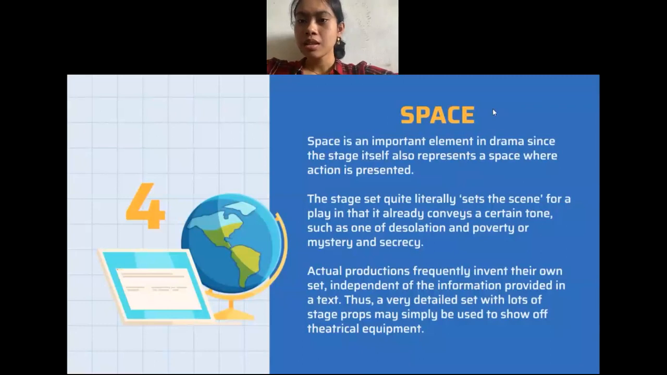Number four is space. Space is an important element in drama since the stage itself also represents a space where action is presented. The stage set quite literally sets the scene for a play in that it already conveys a certain tone, such as one of desolation and poverty or mystery and secrecy. Actual productions frequently invent their own set independent of the information provided in a text. Thus, a very detailed set with lots of stage props might simply be used to show off theatrical equipment. Next slide, please.